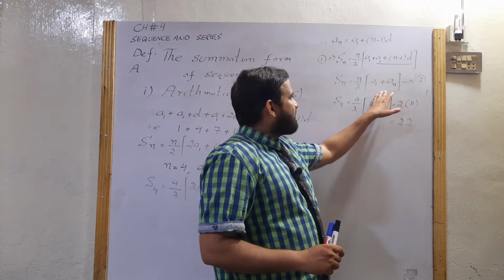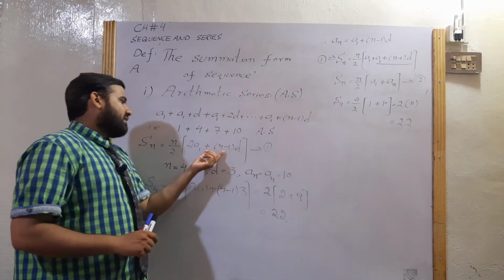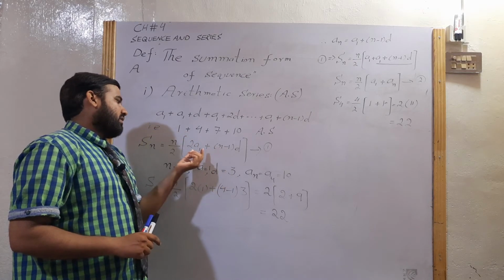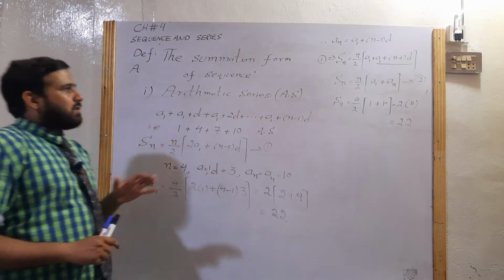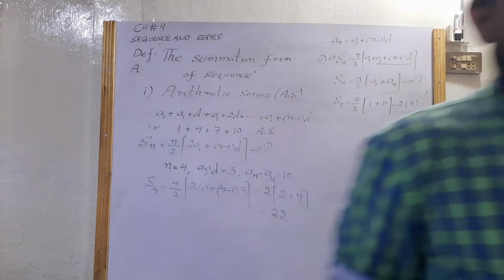We can easily find the sum if the number of terms is known. And in this case, if the last term is not given, we can find the sum. So, these are the two formulas we will use in case of an arithmetic series.